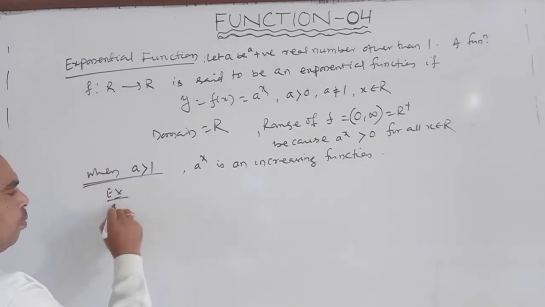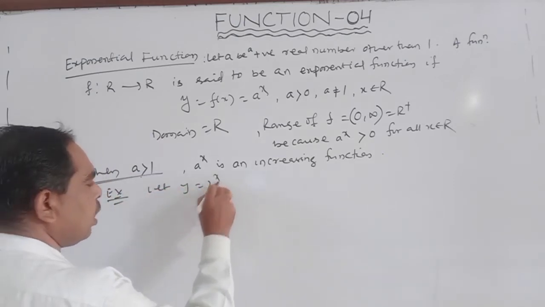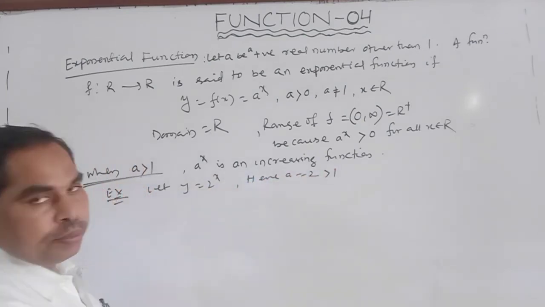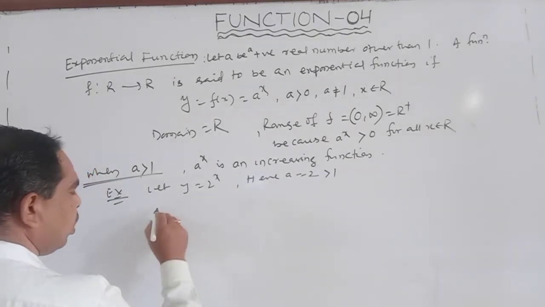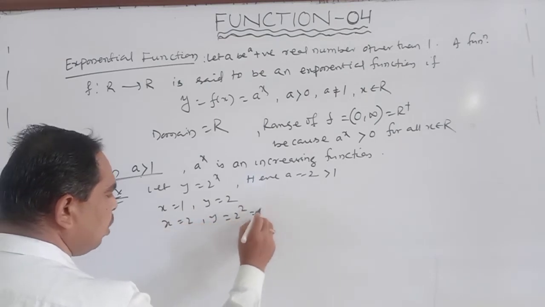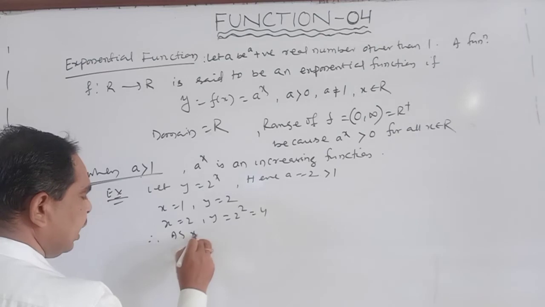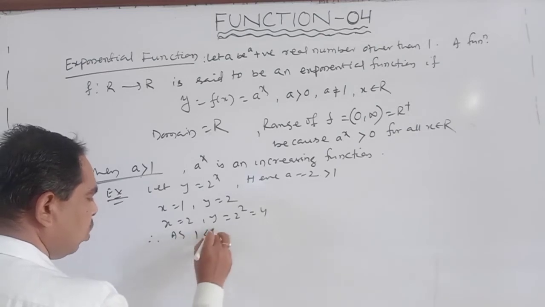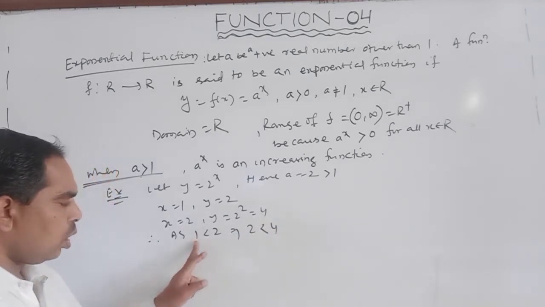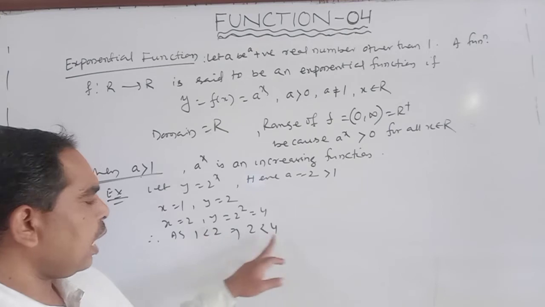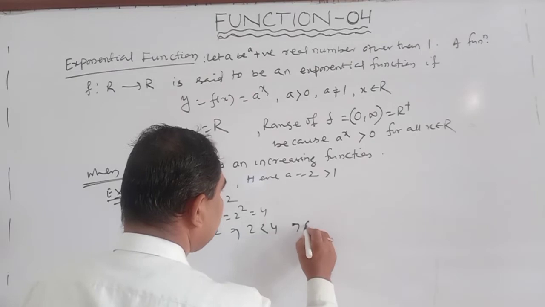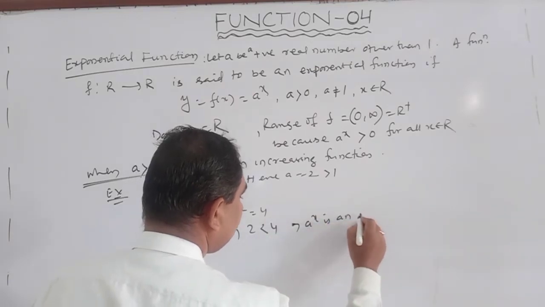Example, let y is equal to 2 to power x. So here a is equal to 2, greater than 1. So x is equal to 1, y is equal to 2; x is equal to 2, y is equal to 2 square, that means 4. Therefore, as 1 is less than 2, it implies 2 is also less than 4. Small input, small output; higher input, higher output. This implies a to power x is an increasing function.